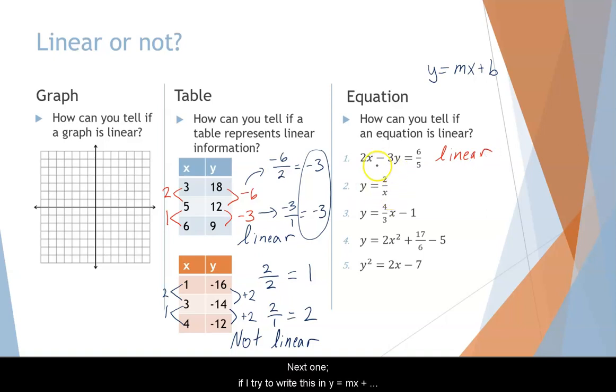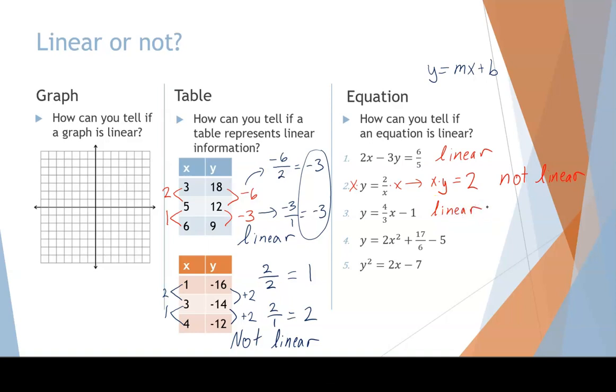This next one, if I tried to write this in y = mx + b form, I would need to get the x out of the denominator. I can achieve that by multiplying both sides by x. That would give me xy = 2. X's should not be multiplied by y. This is not linear. This next one, y = 4/3 x + -1, is linear. It's already in y = mx + b form.